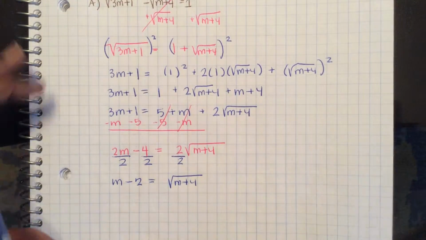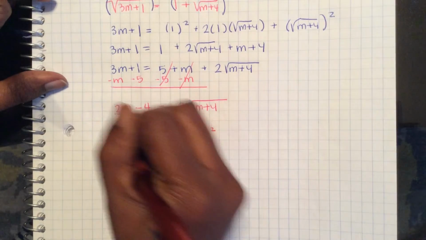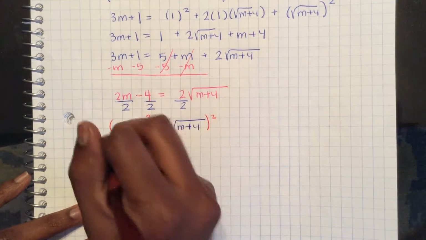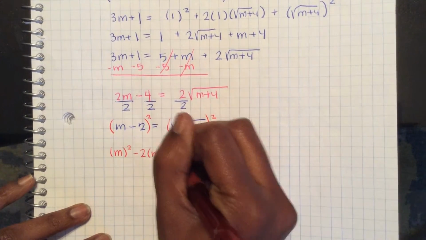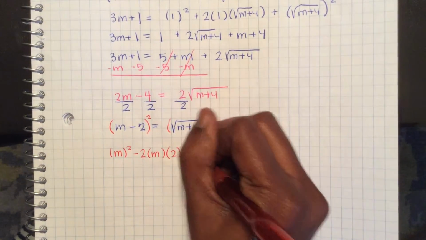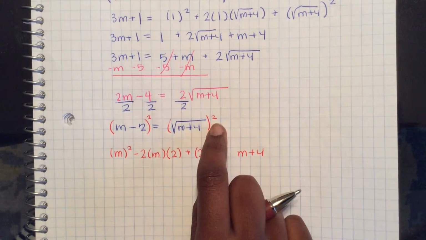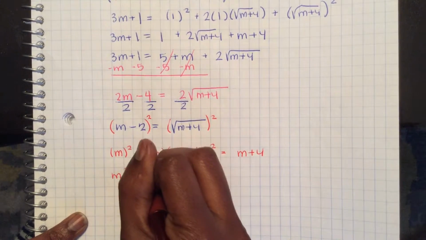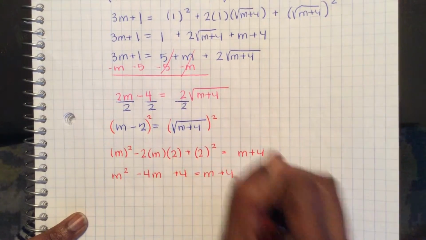Now I have this isolated, so I can square both sides to cancel that. So m minus 2 squared, using my special products, is m squared minus 2 times m times 2 plus 2 squared equals m plus 4, because this square cancels the square root. So now I have m squared minus 4m plus 4 equals m plus 4.